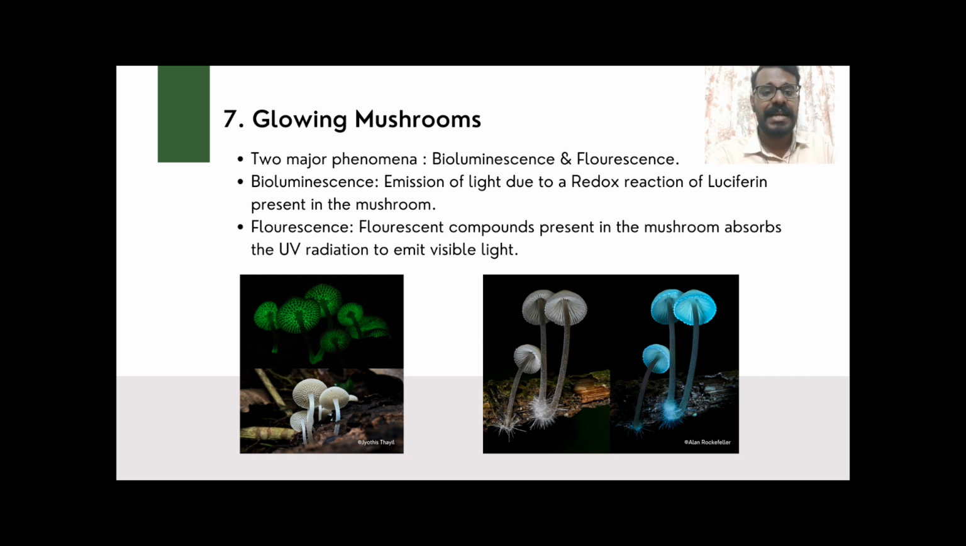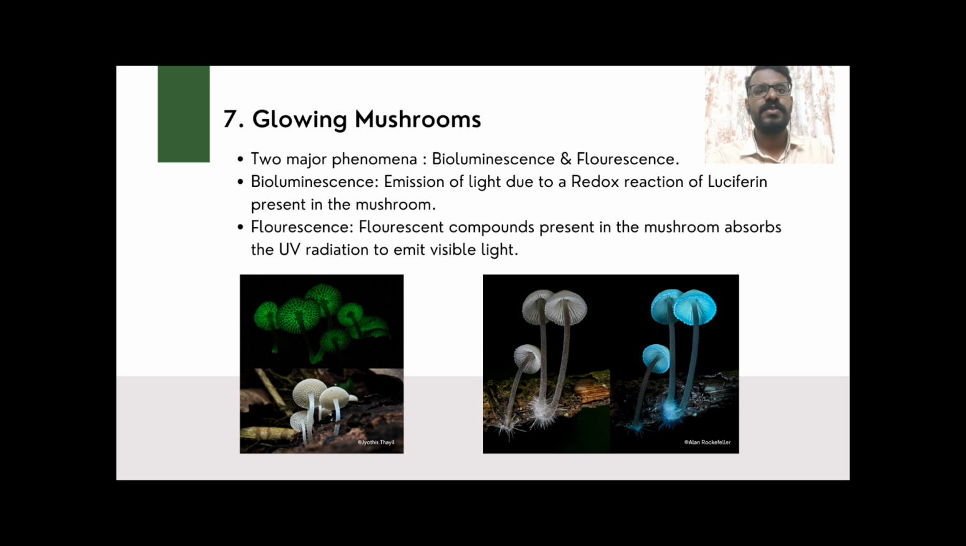In the images that I have presented, the first one on the left side is a bioluminescent mushroom. You can see that it emits light in dark conditions. That particular mushroom is very common in the Western Ghats. It is Philoboletus manipularis. The one on the right is a fluorescent mushroom.